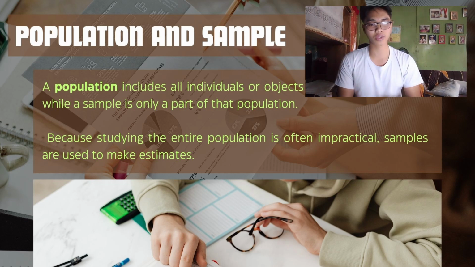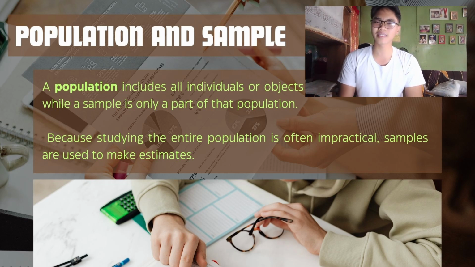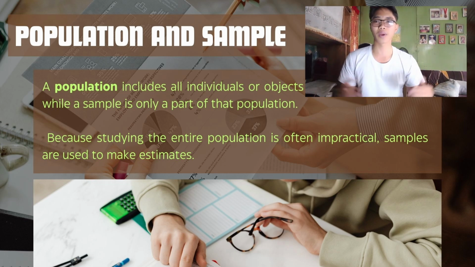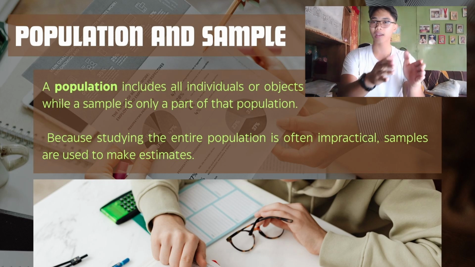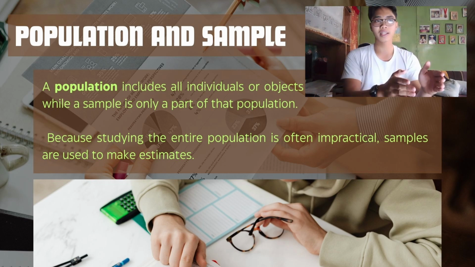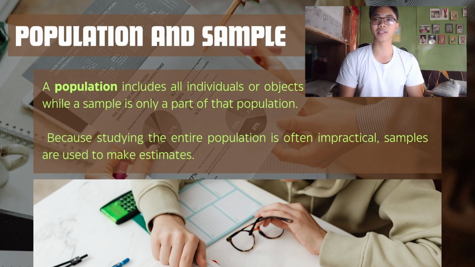A population includes all individuals or objects of interest in a study, while a sample is only part of that population. Because studying the entire population is often impractical, or kanang kapoy jud siya, samples are used to make estimates. For example, you have to study 1,000 people of Suarez National High School. Then to provide an accurate estimate, you don't need to survey 1,000 people. You just need to take a sample out of that, a quarter of that, and it would still be the same result because it is an accurate estimation. A population is the 1,000 students in Suarez National High School, and the sample is, let's say, 100 only. That is the population and sample differences.